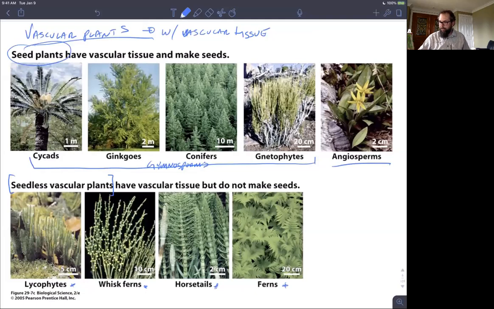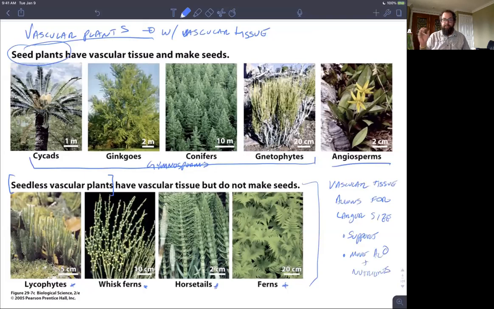The important part here is that vascular tissue allows for a larger size. And this has a lot to do with both support, which the bryophytes lack, and moving water and nutrients from where it's available in the ground or in the soil to other parts of the plant, those aerial parts, where water is not immediately available.